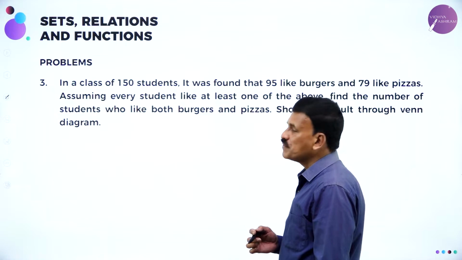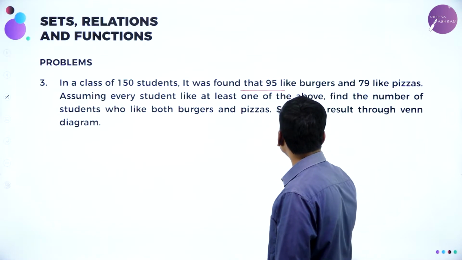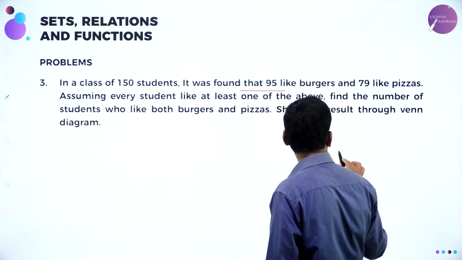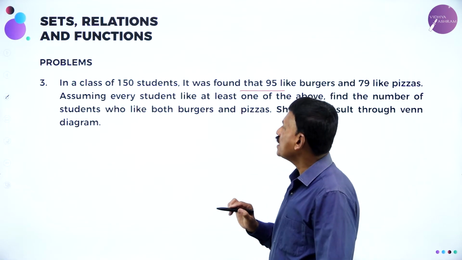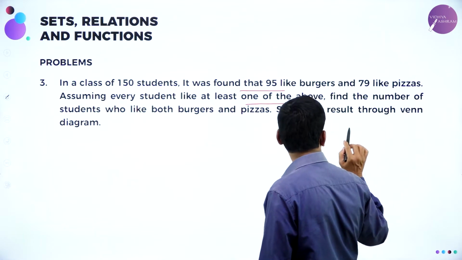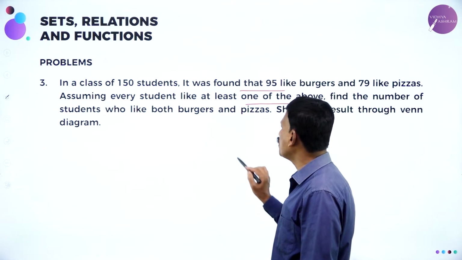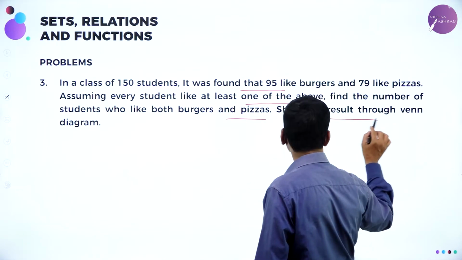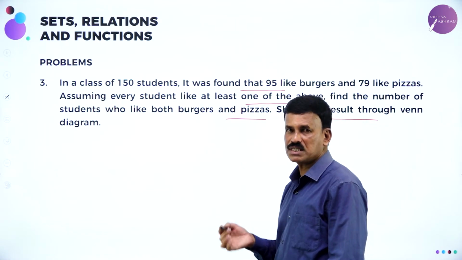In a class of 150 students, it was found that 95 like burger and 79 like pizza. Assuming every student likes at least one of the above, find the number of students who like both burger and pizza. Show the result through a Venn diagram. We have to represent it in a Venn diagram.